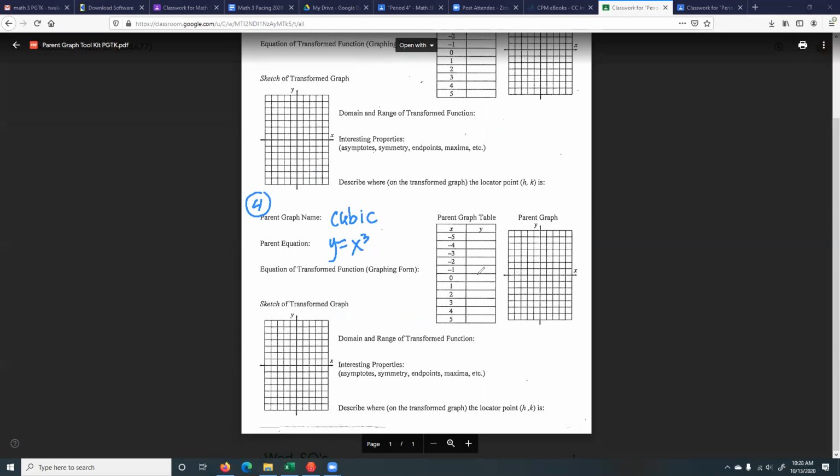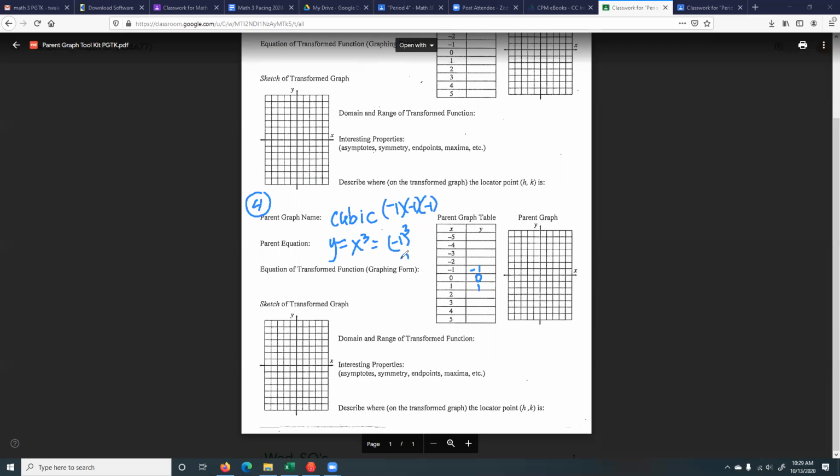So when you get 0 to the 3rd, that's 0. When I put in 1 to the 3rd, that's 1. When I put in -1 to the 3rd, let's talk about -1 to the 3rd. That's -1 times -1 times -1. Is that going to be positive or negative? Well, since there's 3 of them, it's going to be negative. So this is actually going to be -1.